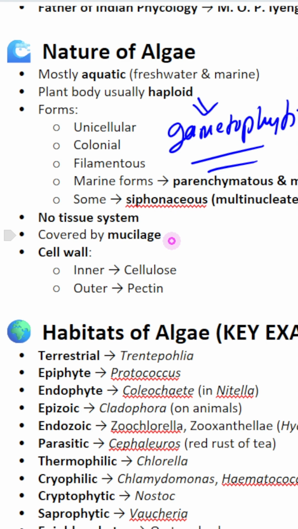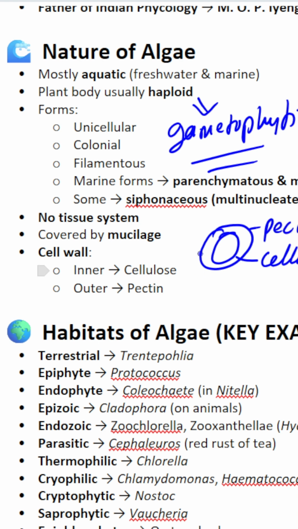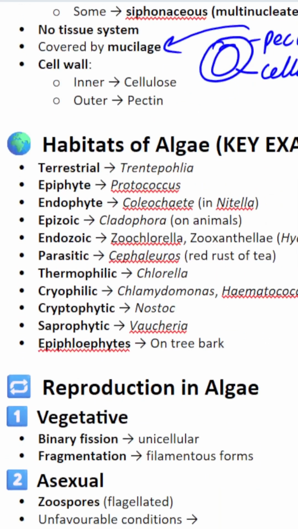And algae are covered by mucilage, means the algae contain a cell wall, and the inner cell wall is made up of cellulose, whereas the outer one is made up of pectin. And this pectin reacts with water to produce mucilage. Got it? So pectin reacts with water to produce mucilage, for which these algae are slippery in nature.